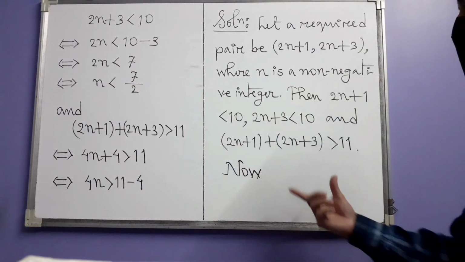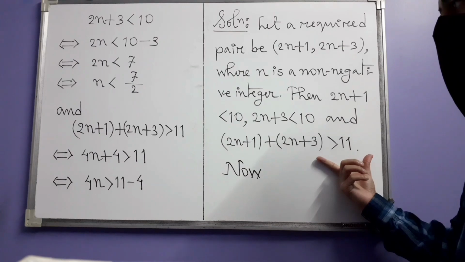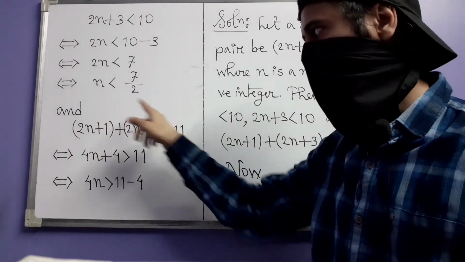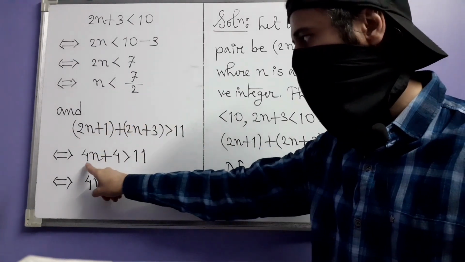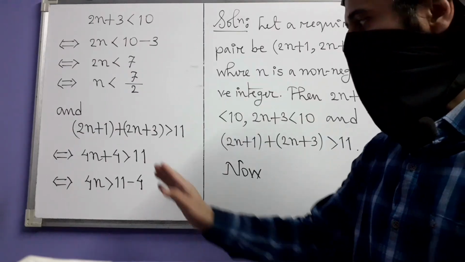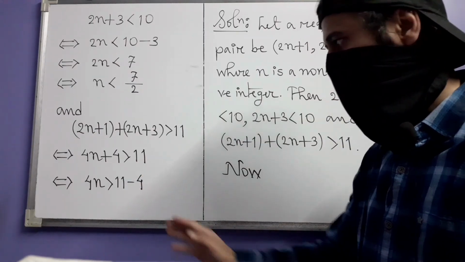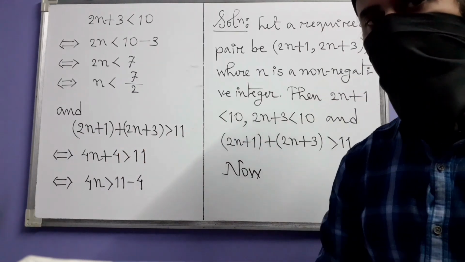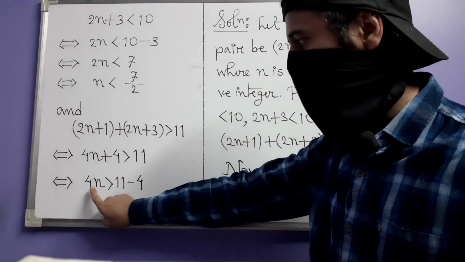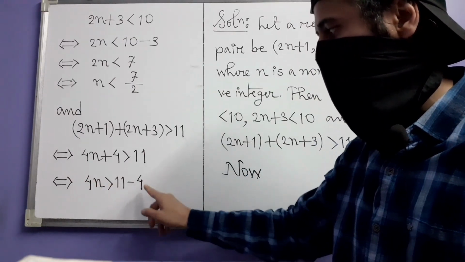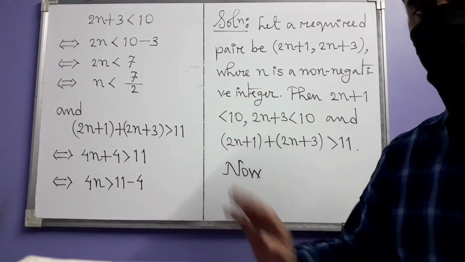And simultaneously we also take this one, which if you do the sum on the left hand side, becomes 4n plus 4. That is greater than 11. So then in the next step you subtract 4 from both sides, making the left hand side 4n and the right hand side 11 minus 4. And now we are going to continue.